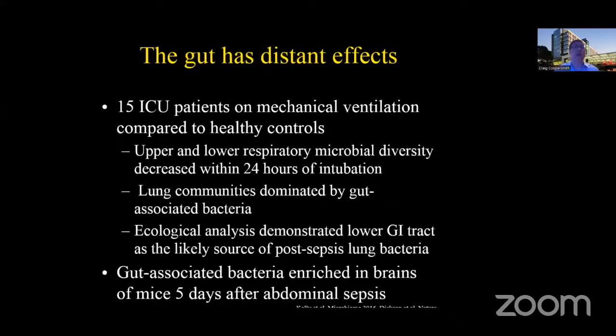The gut microbiome also has distant effects. Another small study of 15 patients on mechanical ventilation compared to healthy controls found that upper and lower respiratory microbial diversity decreased within 24 hours of intubation, but remarkably, the lung community was dominated by gut-associated bacteria. And an ecological analysis demonstrated that the lower GI tract was the most likely source of post-sepsis lung bacteria.